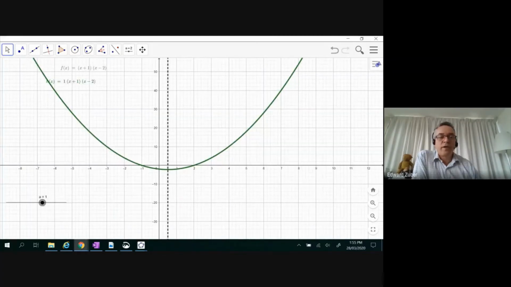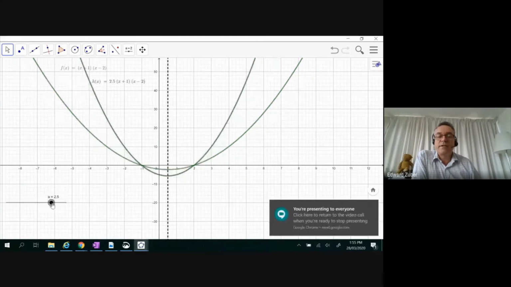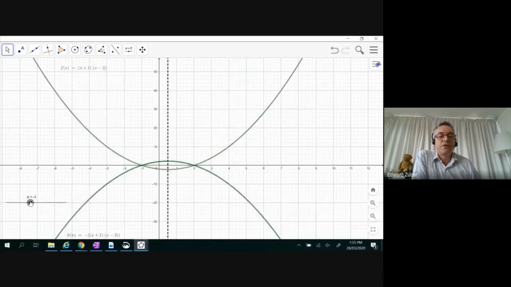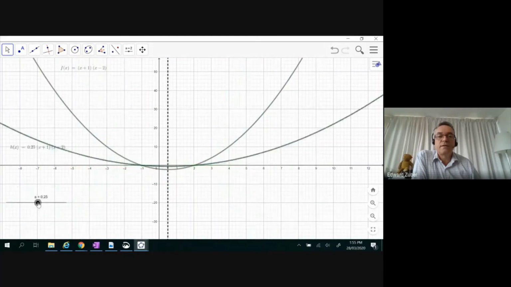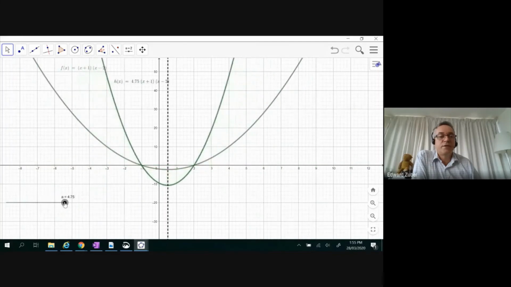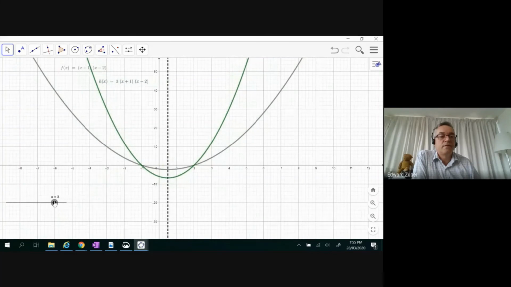All right, one more thing to think about when we're multiplying by an a value in front of the whole function. Here's a parabola, and I'm going to start multiplying. We can see that the curve changes like this. But notice that it stays through the same positions of the zeros. Let's try and understand why.